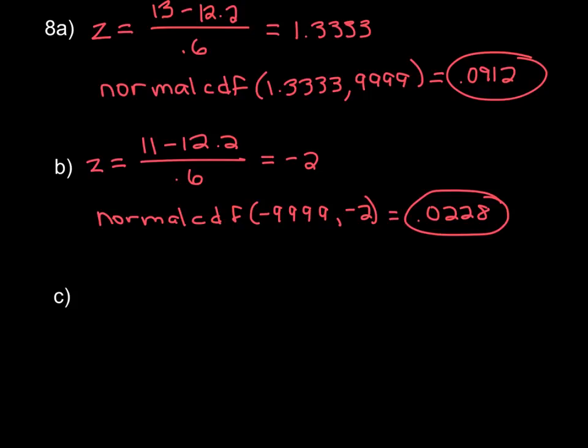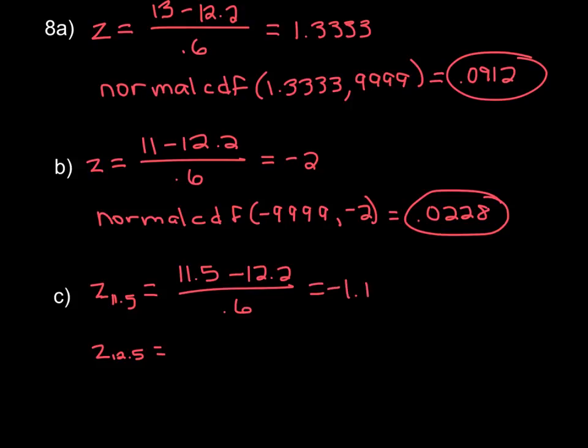Finally, letter C wants us to find the probability that the volume is between 11.5 and 12.5. When they say between, you have to find two z-scores. Let's first find the z-score that goes along with 11.5, and then the z-score that goes along with 12.5. Again, value minus mean divided by the standard deviation gives us approximately -1.1667. The z-score for 12.5 is our value of 12.5 minus the mean of 12.2 divided by the standard deviation of 0.6, and that gives us exactly 0.5.